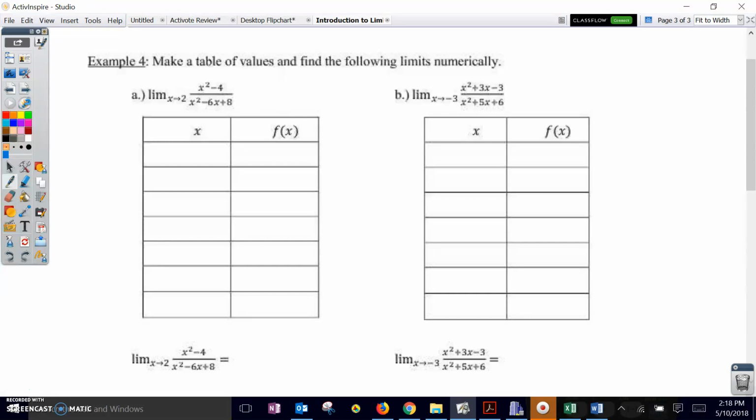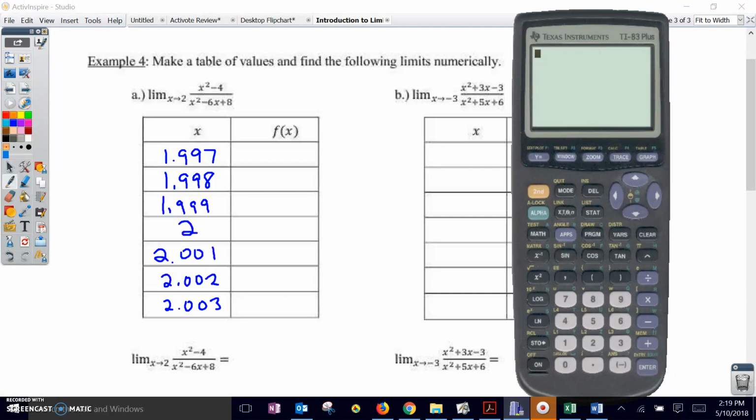But since we're finding the value of the limit as x approaches 2, we're going to create a table with 2 in the middle of it, and we want to get a lot of values that are really close to 2. And what I recommend is that you use increments in your table of 1/1000th here, or 0.001. So I'm going to build my table to go up to 2.001, 2.002, 2.003, and in the other direction 1.999, 1.998, and 1.997.